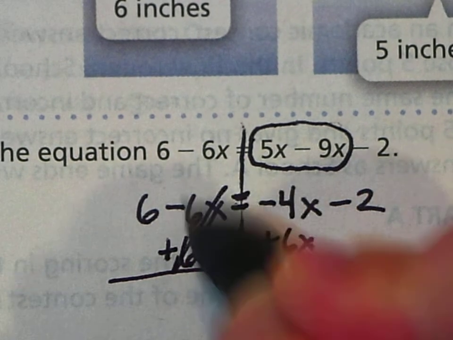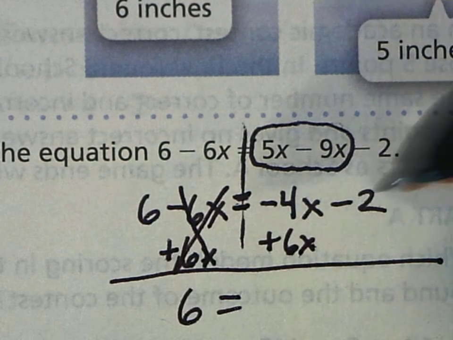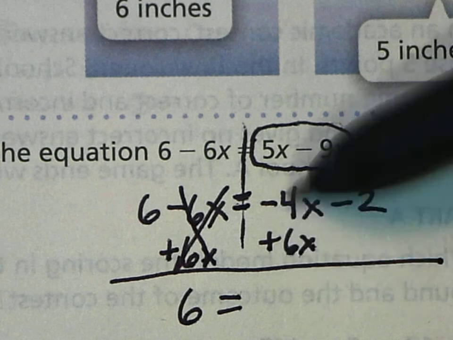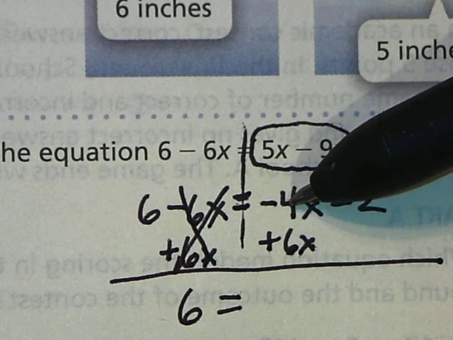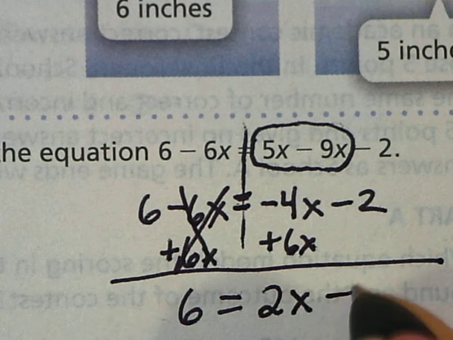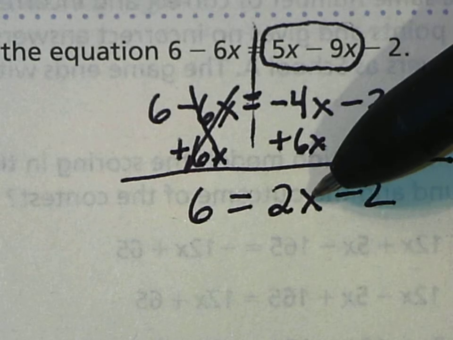So opposites, when I add, equals 0, I have 6 equals. So now when I combine these two, the signs are different, so I have to actually subtract. A negative 4 plus 6 is actually a positive 2x. Okay, so now my like terms, again, I'm trying to get x by itself.